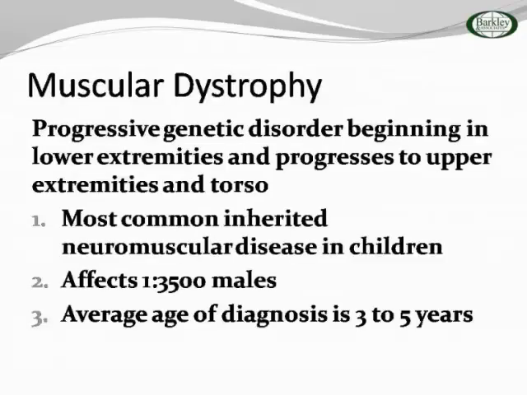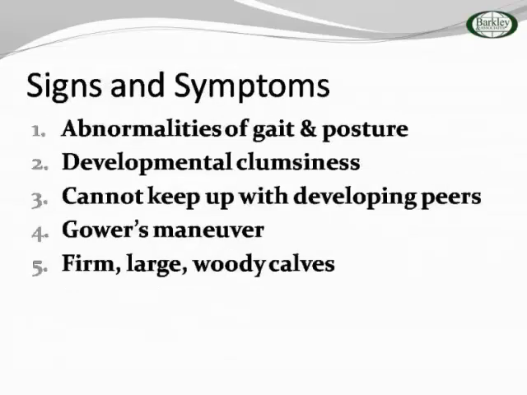Now here is an example, muscular dystrophy, a chronic progressive disorder. This is the most common inherited neuromuscular disease, 1 in 3,500, typically at 3 to 5 years. Remember earlier I said little toddlers should be able to get up and run and play with their peers. These are kids that are going to lag behind. They cannot keep up with their peers.